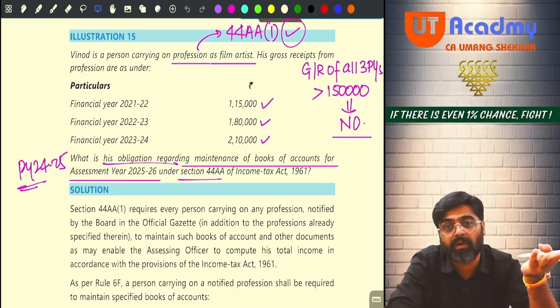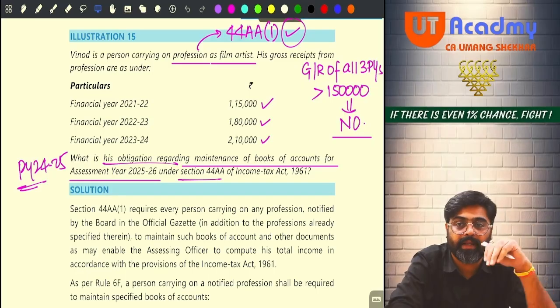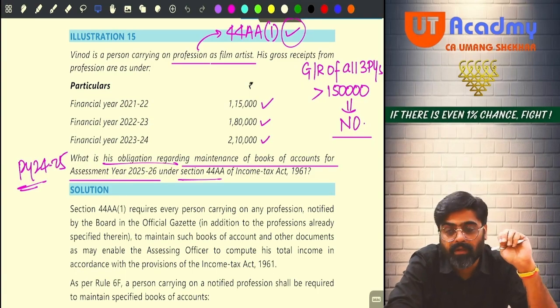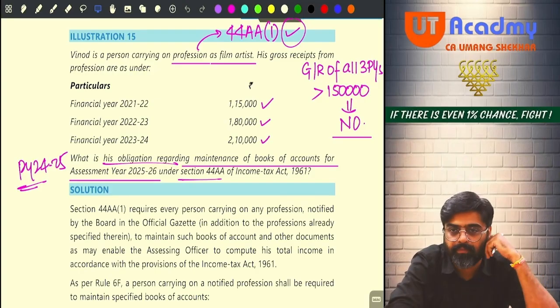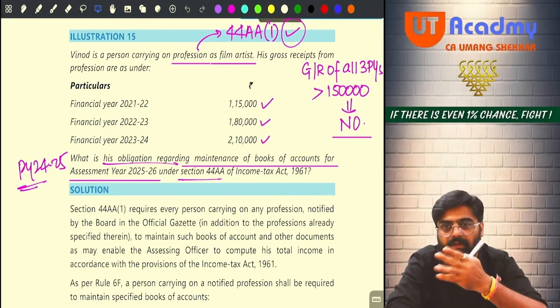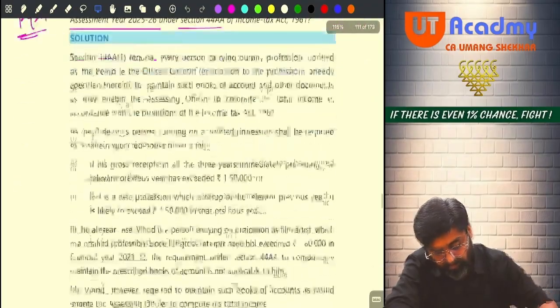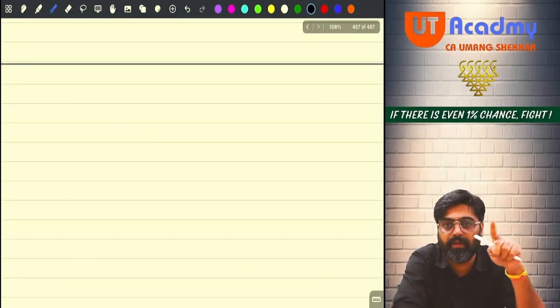But now you will not maintain prescribed books, but you will maintain such books which would enable the assessing officer to compute your total income properly. That is the answer. Please read the answer once. And one question we solved yesterday. Mr. Shivam.